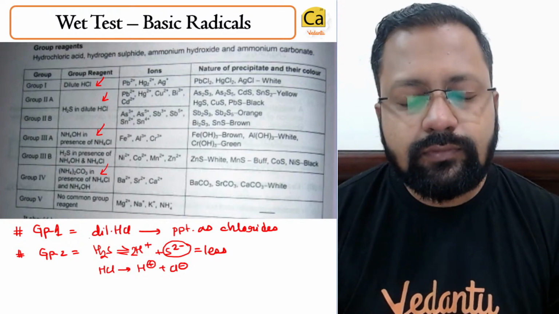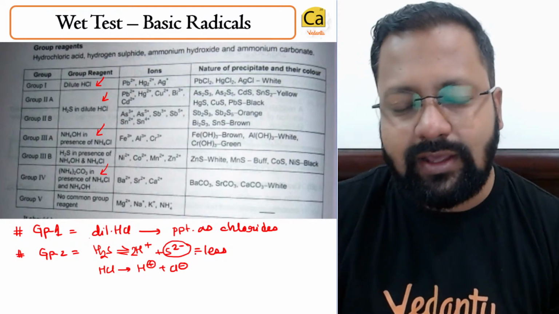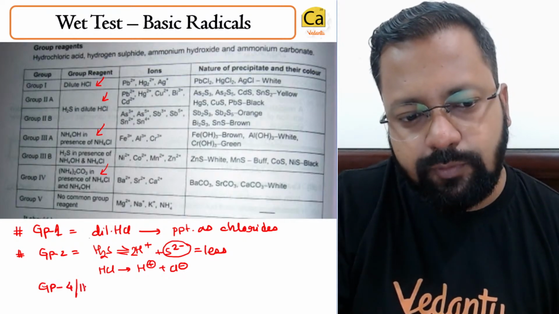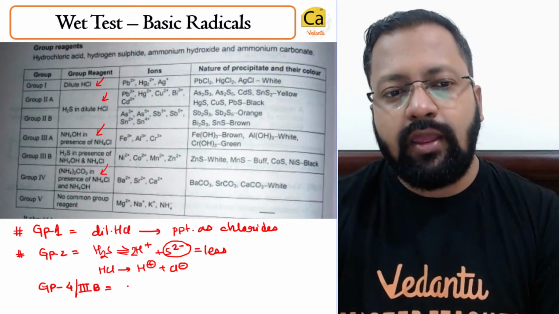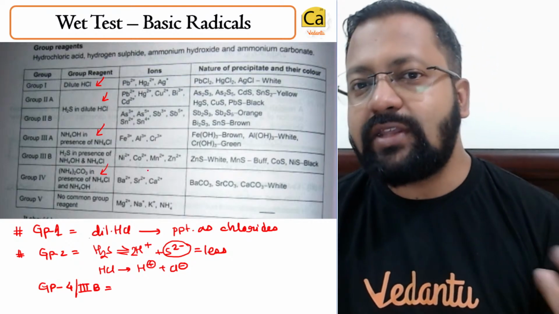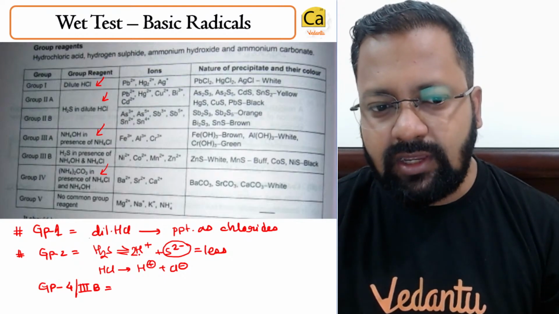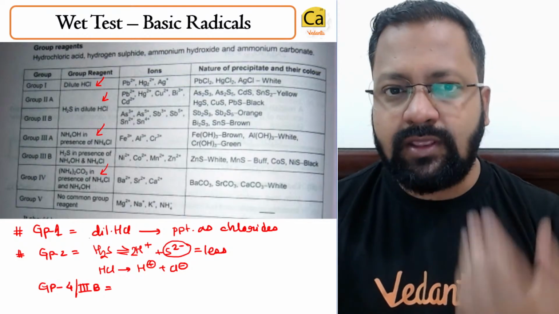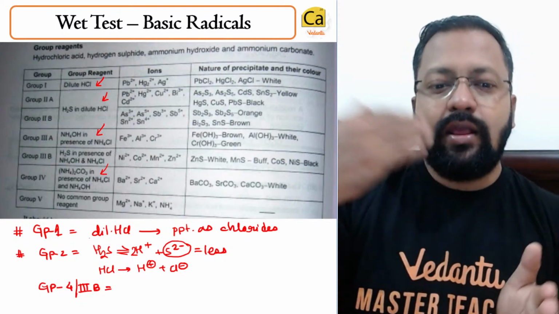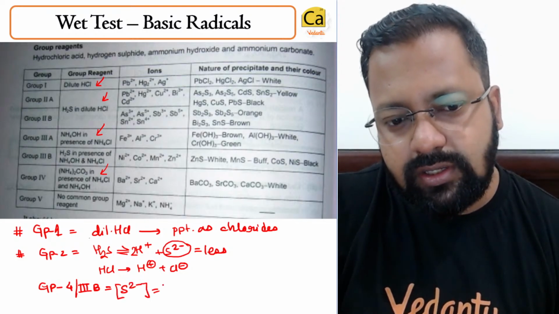Okay? Please do remember that for group 2, the sulfide ion concentration required is less, while for group 4, or you can say group 3b, we have taken H2S in presence of NH4OH and NH4Cl. NH4OH and NH4Cl give rise to a basic medium, and in a basic medium the H plus from this equilibrium will be removed because it will react with the base to form H2O, and the reaction will move in the forward direction giving rise to a higher sulfide concentration. So the sulfide ion concentration is higher over here.